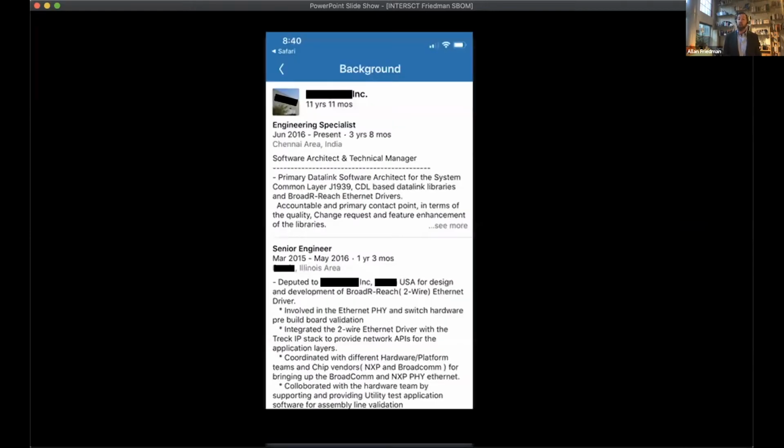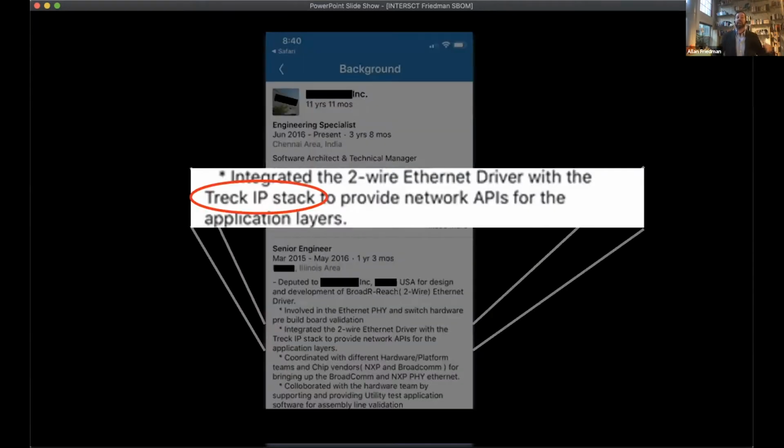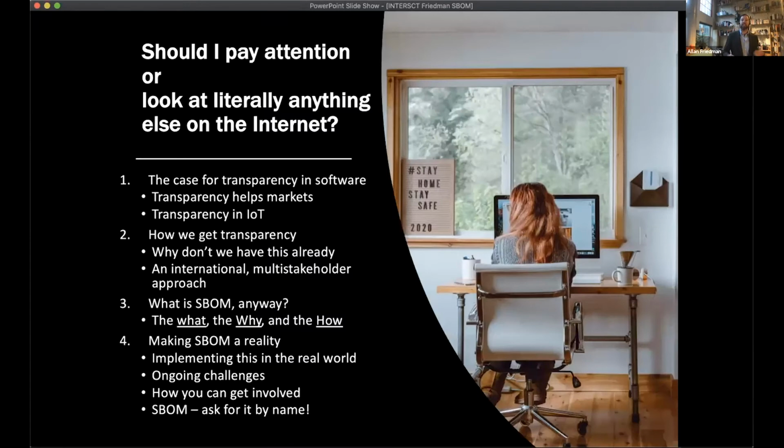And one of the ways they had to do this is they had to actually go on LinkedIn and ask, who has talked about having experience in this Treck IP stack? Because that's how little visibility we have into the supply chain for connected devices. We have no idea who is using what underlying component for software. And that's really what I want to talk about today: the building blocks that make up software.